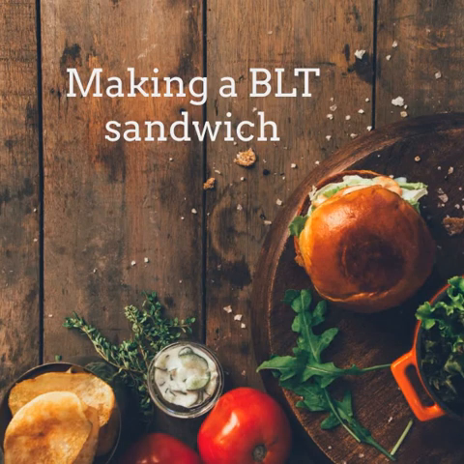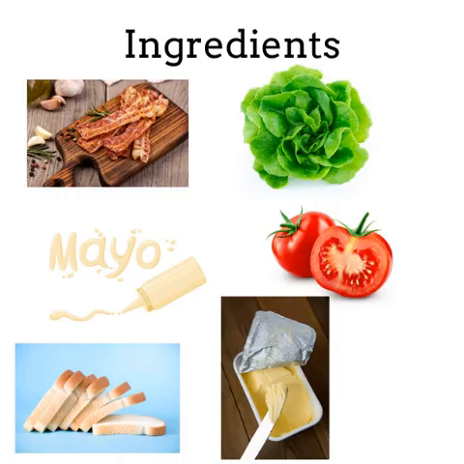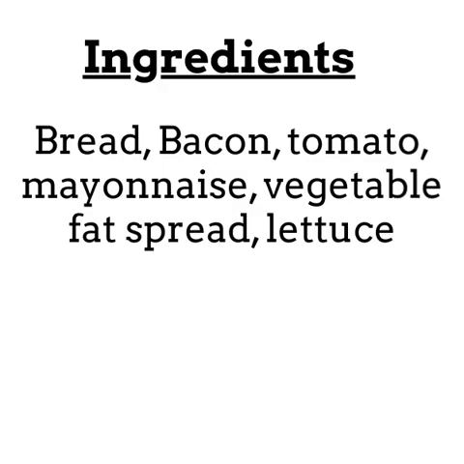I am going to show you how to compose an ingredients list using a bacon, lettuce and tomato sandwich as an example. The ingredients for my BLT sandwich are bacon, lettuce, tomato, mayonnaise, bread and vegetable fat spread. The first task is to order the ingredients, starting with the heaviest first. My ingredients list in descending order will look like this. You may have to weigh some of the ingredients to establish the order.